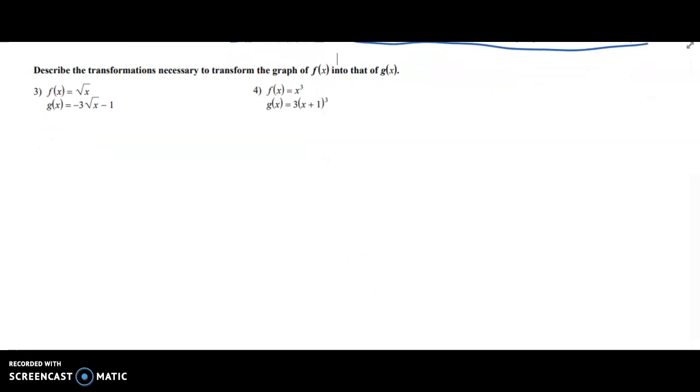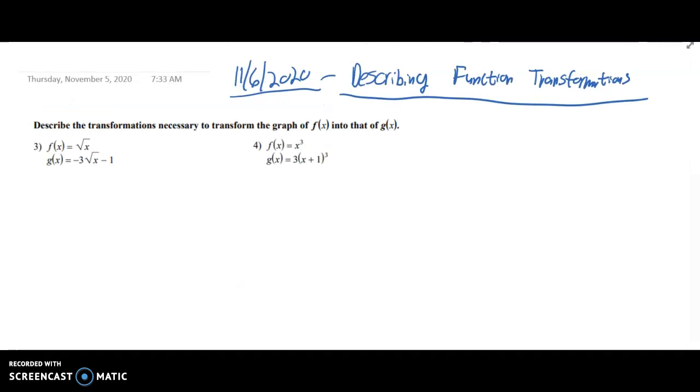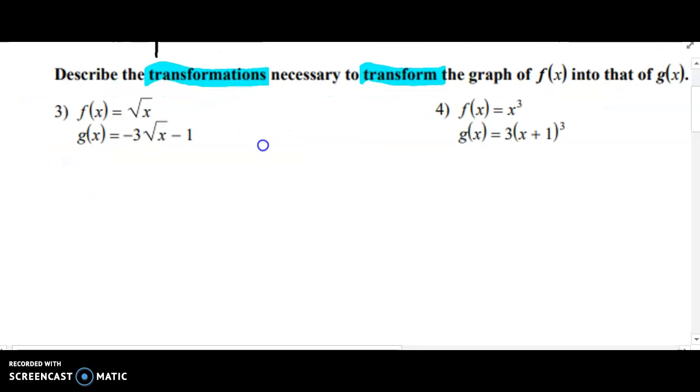As always, make sure that you're pausing and writing the original problem. Okay, great. It says describe the transformations necessary to transform the graph of f into g. Reminder, the transformations and transform just mean movement. Describe the movement of the graph necessary to move the graph. So if you transform something, you have just moved it. Okay, let's check this out.